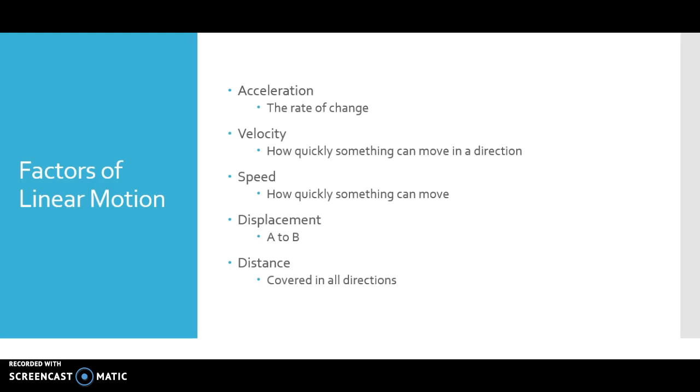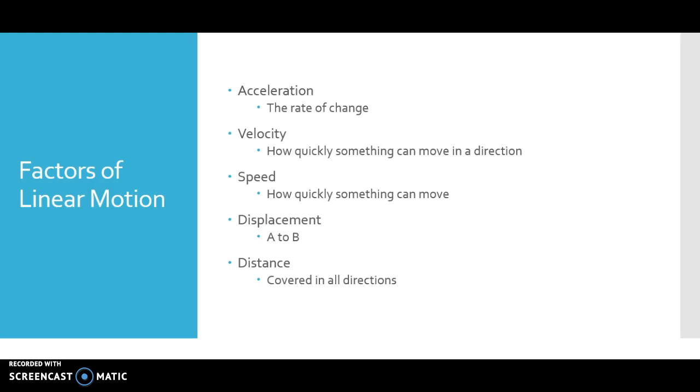And then we move on to: what is velocity and speed basically? Velocity is how quickly something can move in a direction, whereas speed is how quickly that thing can actually move. So velocity is mainly the direction, and speed is just how quickly that object can move.